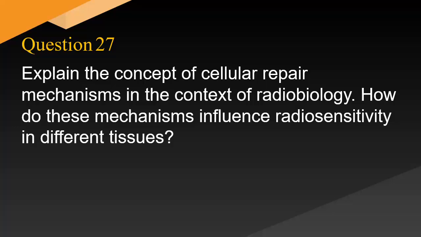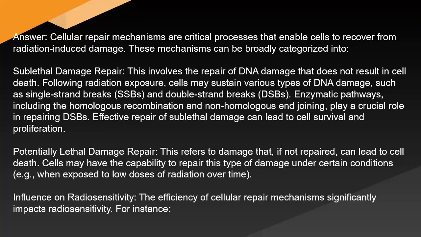Explain the concept of cellular repair mechanisms in the context of radiobiology. How do these mechanisms influence radiosensitivity in different tissues? Answer. Cellular repair mechanisms are critical processes that enable cells to recover from radiation-induced damage. These mechanisms can be broadly categorized into sublethal damage repair. This involves the repair of DNA damage that does not result in cell death. Following radiation exposure, cells may sustain various types of DNA damage, such as single-strand breaks (SSBs) and double-strand breaks (DSBs). Enzymatic pathways, including homologous recombination and non-homologous end joining, play a crucial role in repairing DSBs.